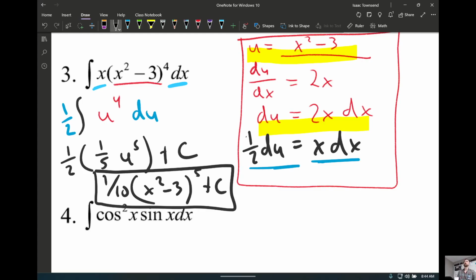U substitution is a process to help us do this without a calculator and without a textbook and all that kind of stuff. And if you had time, you could check that by doing power rule and chain rule. That one's not too bad, yeah.